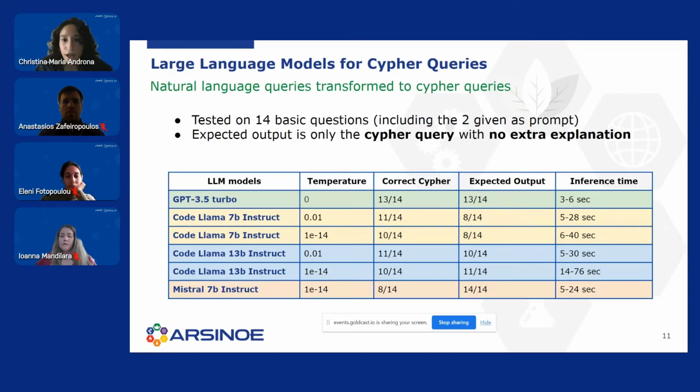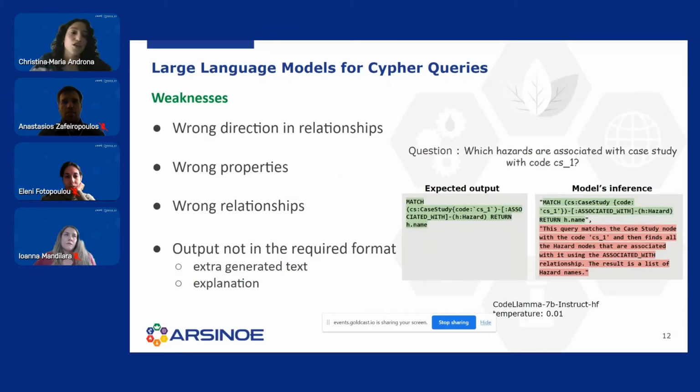However, what we also want is for the output to be in the expected format, meaning that we just need the cipher query and no extra explanation that many of them provided. So as an overview, some of the models gave wrong directions in the relationships, or they gave some wrong properties and relationships that didn't exist in our schema. And as we can see in the example here, many gave outputs that was not in the required format, meaning that they generated some extra text with explanation for the query that they created.